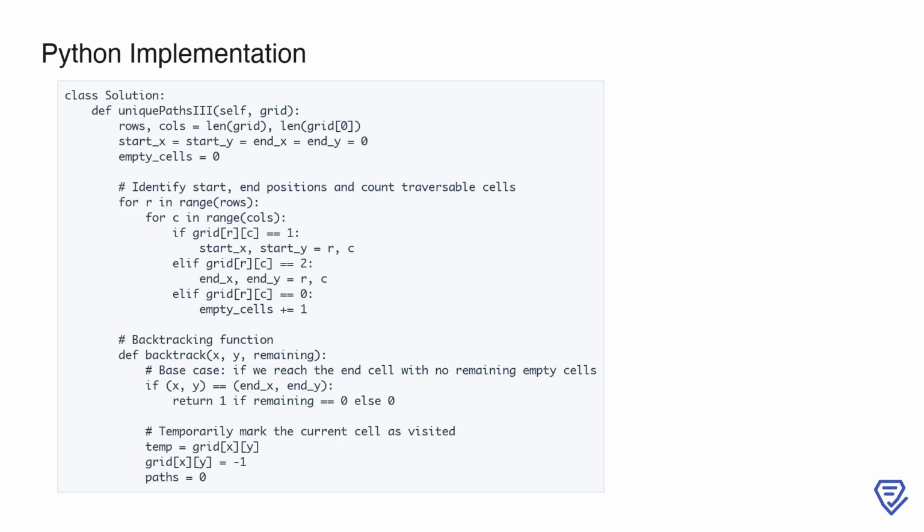The base case for this function checks if we've reached the end cell and confirms whether all empty cells have been visited. If both conditions are met, it returns 1 to indicate a valid path, otherwise, it returns 0. To avoid revisiting cells, we temporarily mark the current cell as visited by setting its value to -1. We also initialize a paths counter to accumulate the number of valid paths found during the exploration.